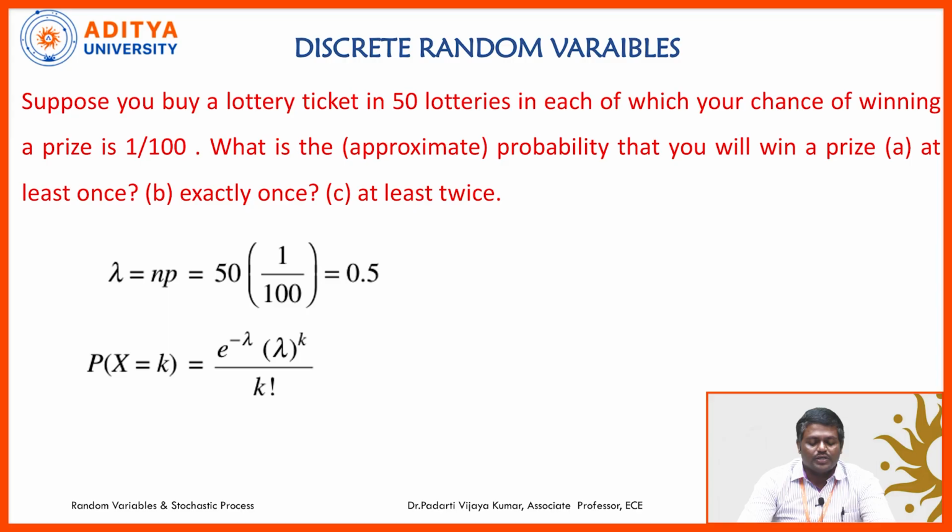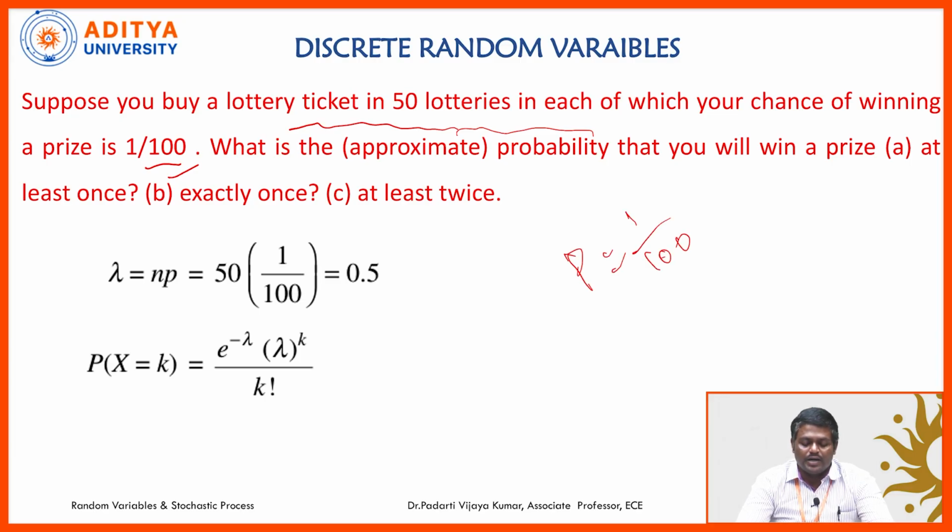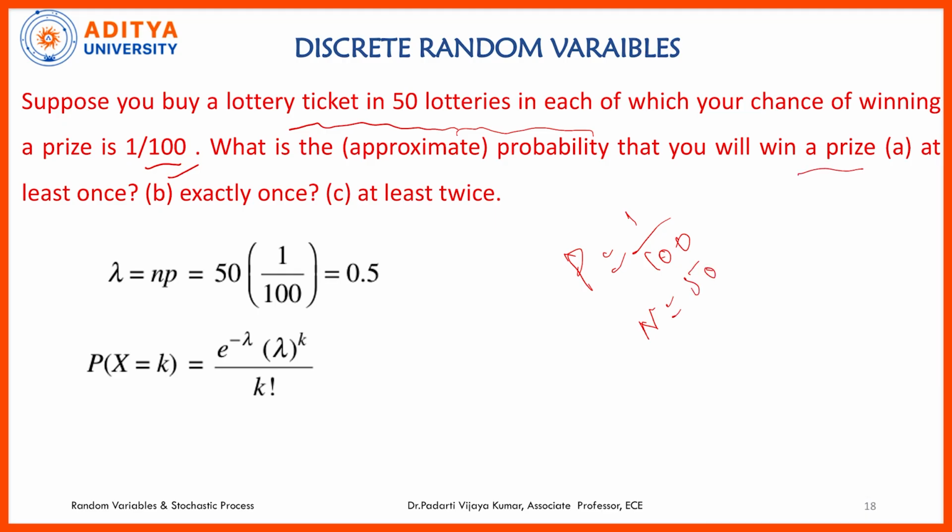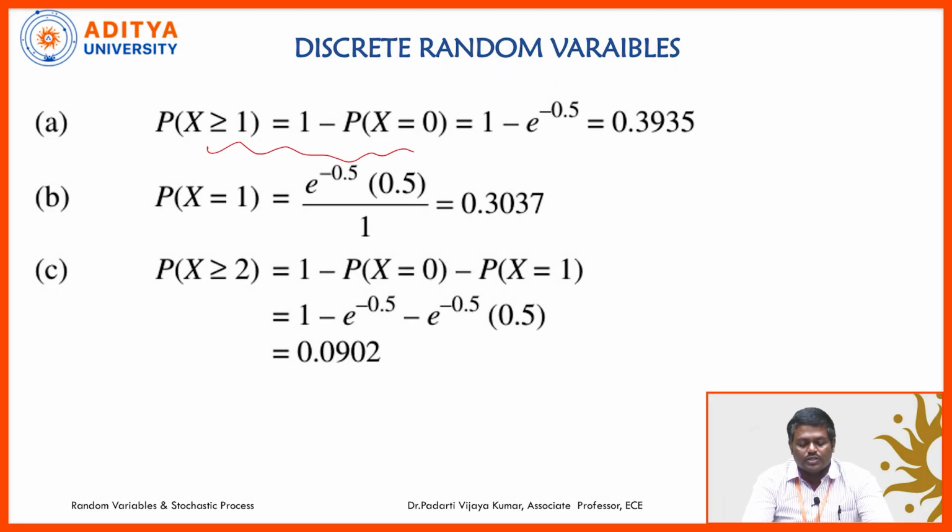And one more problem which is related to the lottery tickets, a game. Suppose you buy a lottery ticket in 50 lotteries, in each of them the chance of winning the prize is 1 by 100. That means probability of success is 1 by 100 and total lotteries are 50. What is the probability that you will win a prize at least once? At least once means probability of x greater than or equal to 1. That means 1 minus probability of x is equal to 0. So no time you win the prize, probability of x is equal to 0. 1 minus this value, 39.35% chance is there.